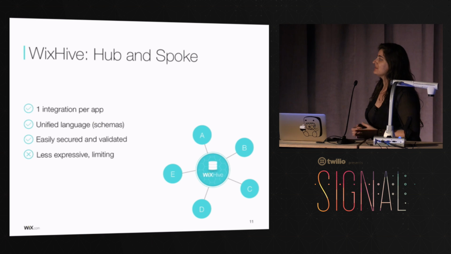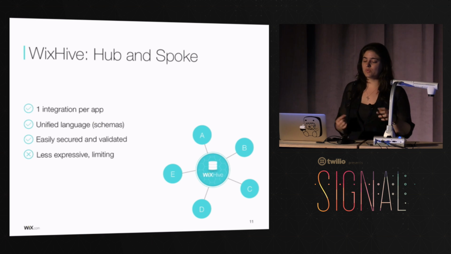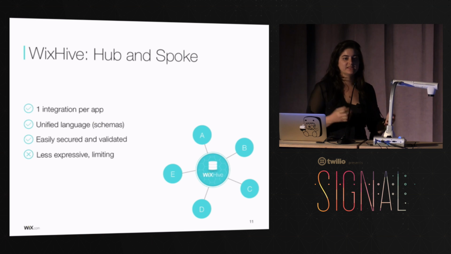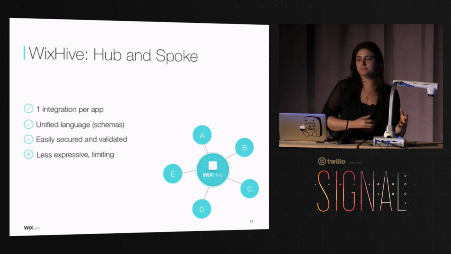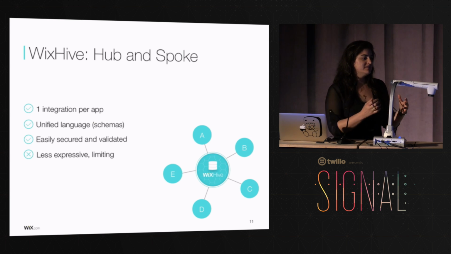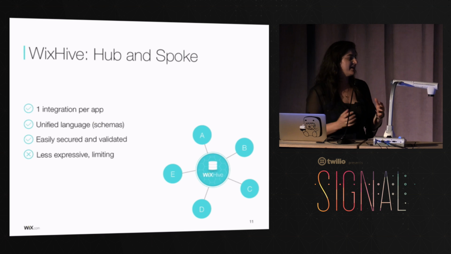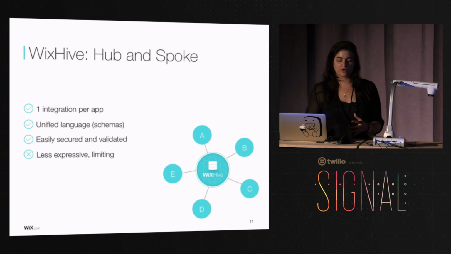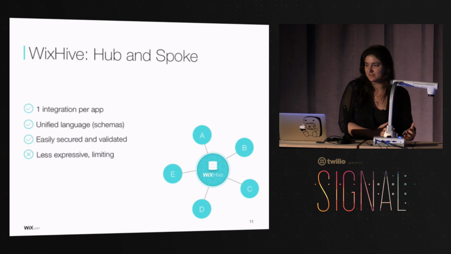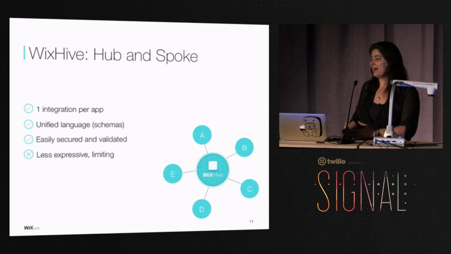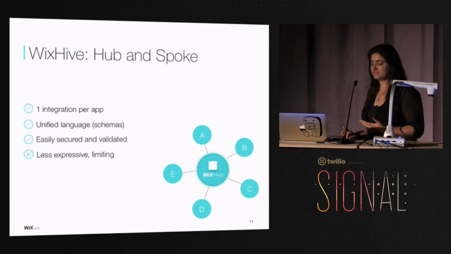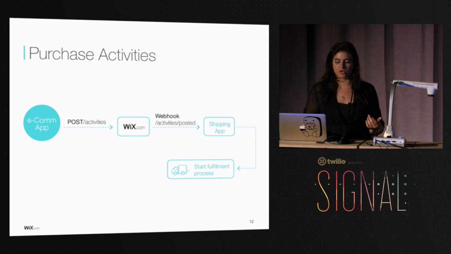What we went with is something that we call the WixHive. So the WixHive is a hub and spoke integration platform. It's basically a messaging bus or a pub sub hub. And it means that we decide on the data modeling, we decide on the protocols. It means one integration per application, because they would essentially only have to integrate with us. They would only have to integrate with Wix, and we would take care of the rest. So what does that look like?